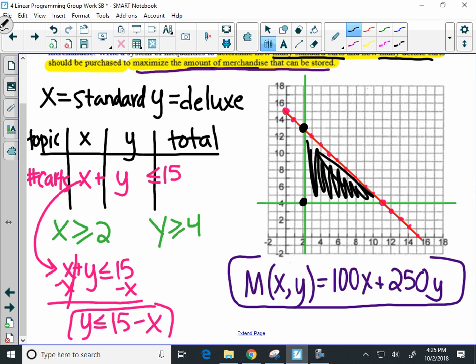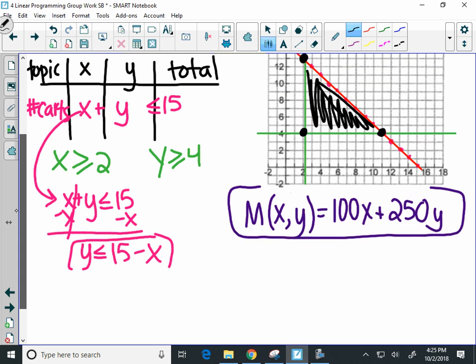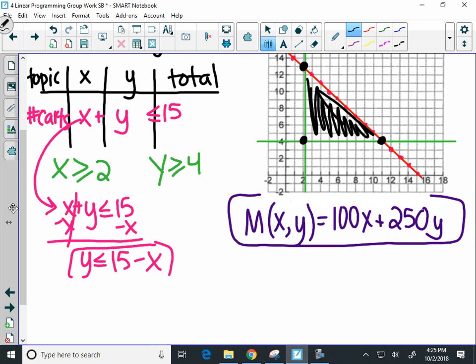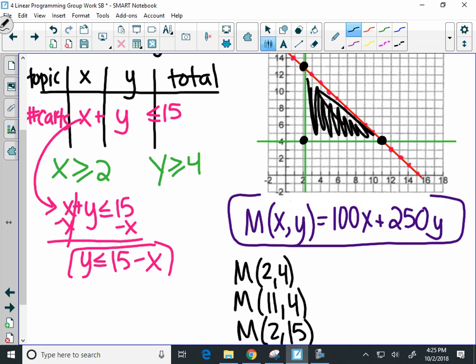Now the next step, once you graph those 3 lines, is to notice the points that are the corners of the feasible region. I'm going to write them right under the maximizing function here. This bottom left one, we're going to maximize the point 2, 4. I'll just write them like this to save a little bit of room. I'm going to maximize the point on the right here, 11, 4. And finally, I'm going to maximize 2, 15. Those are a combination of deluxe and standard carts.